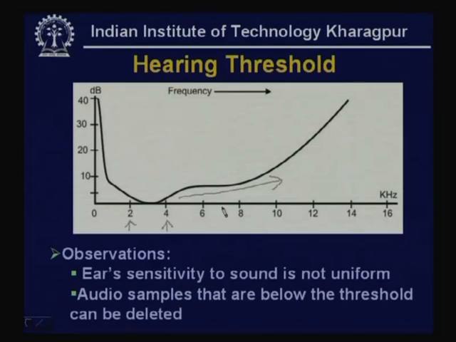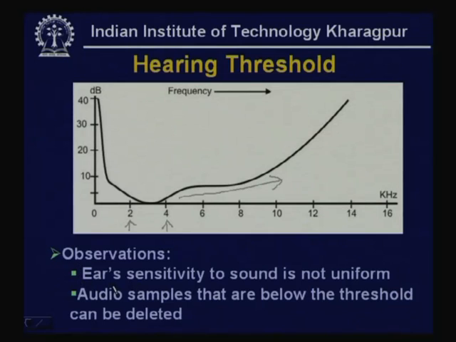Dogs can hear even ultrasound, so higher frequency signals. But for human beings, as you can see, our ear is not really sensitive to these higher frequencies, and this is how it is expressed in decibels. So, you see 40 dB and this is 0 dB.